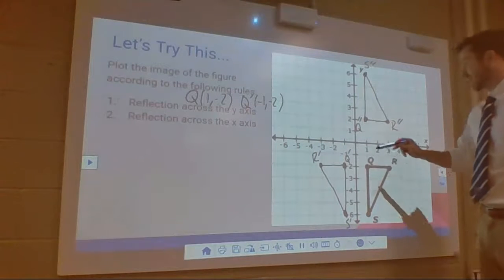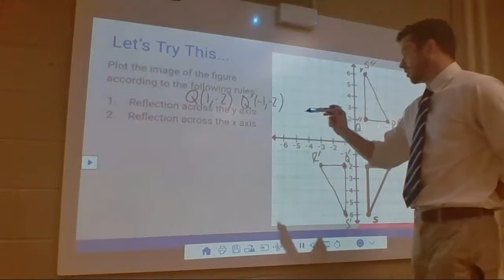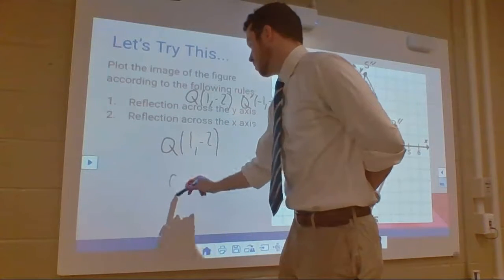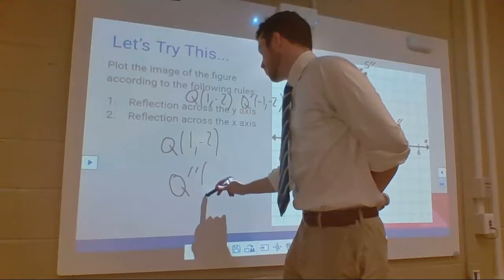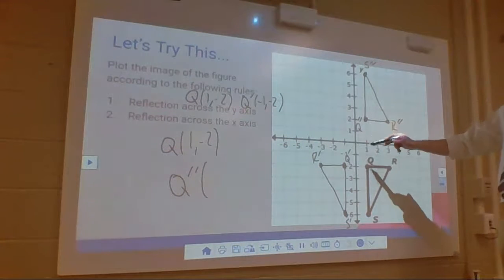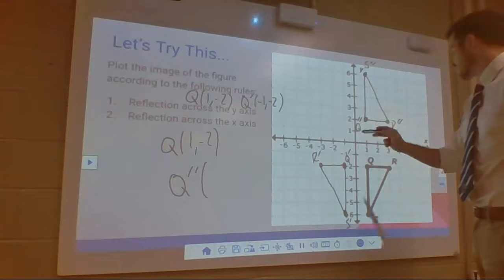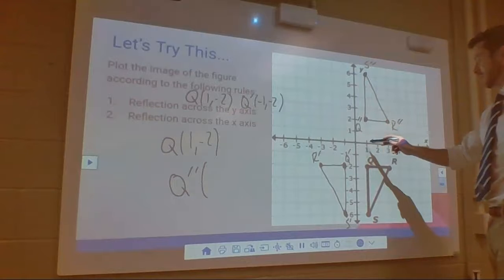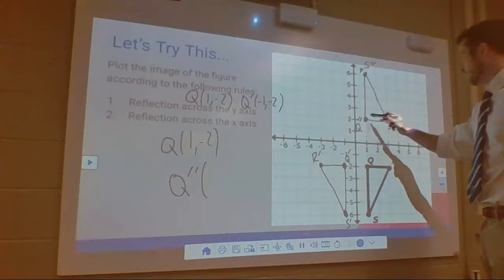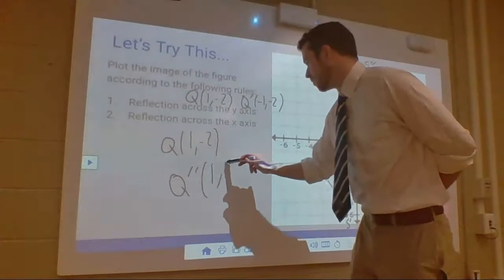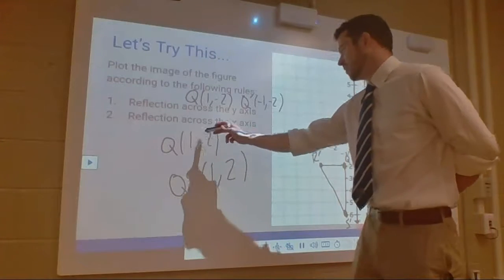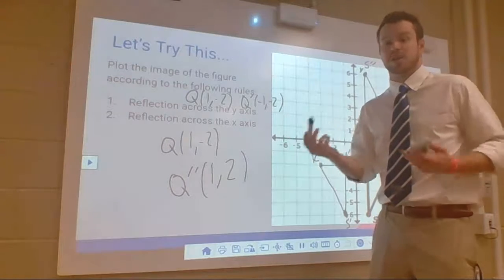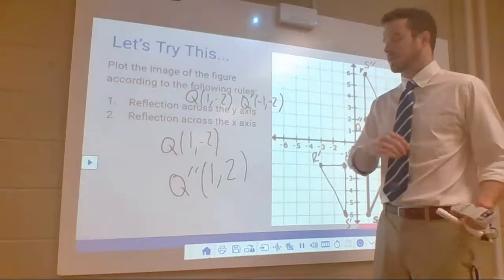When we reflect across the x-axis, so let's compare Q, which was 1, -2, to Q prime. Sorry, Q double prime. So we got Q double prime when we reflected across the x-axis. So Q is 1, -2. Well, when you reflect across the x-axis, the y value becomes opposite. So the coordinates of Q double prime are 1, +2. So when we reflected across the x, the y value became opposite, went from -2 to +2. And when we say it becomes opposite, it means it changes signs. It goes from negative to positive or positive to negative.